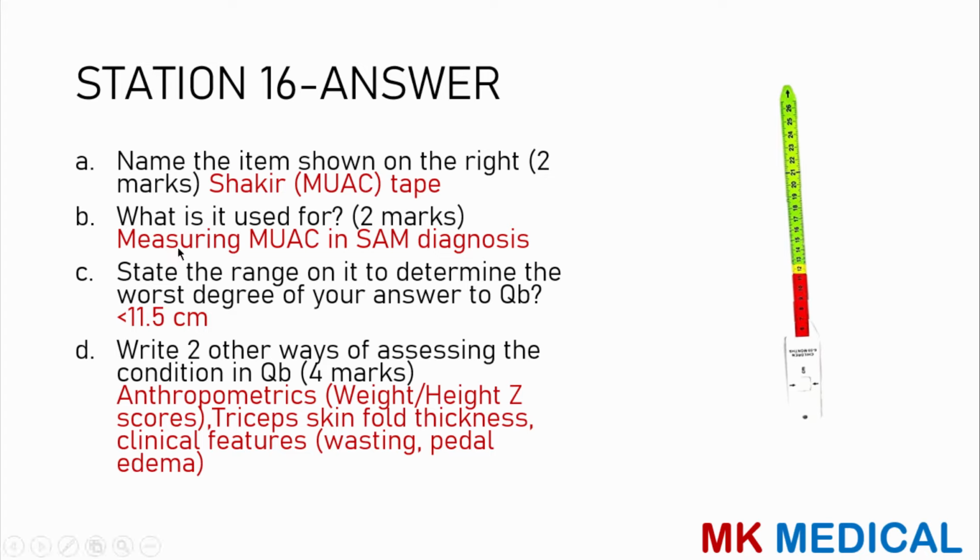Then write down two other ways of assessing the condition. So anthropometrics, you could use a weight for height score, Z-scores that are less than minus 3 SD. You could take the triceps skin fold thickness, or you could have some clinical features such as wasting and bilateral pitting edema.